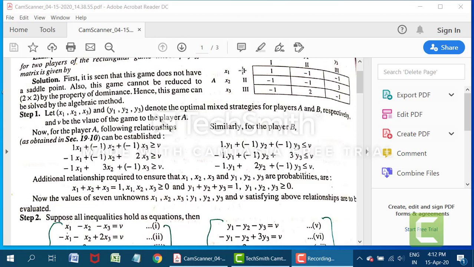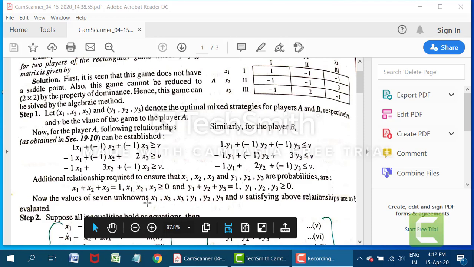And what is the relation between x1, x2, x3? Three alternative strategies are there. He is going to choose these strategies. The probabilities are x1, x2, x3. The summation of these probabilities will be equal to 1. So x1 plus x2 plus x3 equals 1.